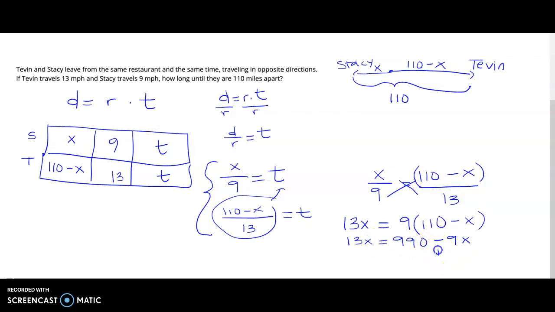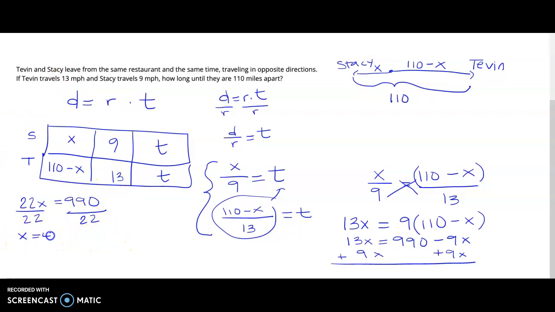We want to solve for x, so we add 9x to each side. So I'm running out of space here, I'm going to take it over here. So we get 22x equals 990. We need to divide by 22 on each side. And we get 45.